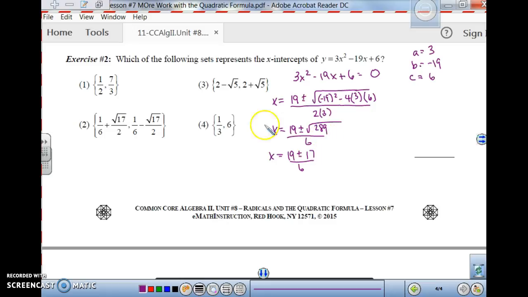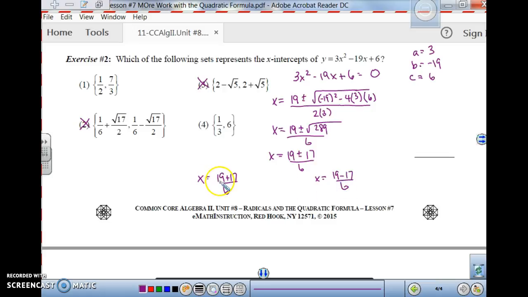So since 289 is a perfect square, that immediately eliminates these two right here. So it's either going to be this one or this one. All right, now remember, this is two different answers. This is 19 plus 17 over 6, and this is 19 minus 17 over 6.